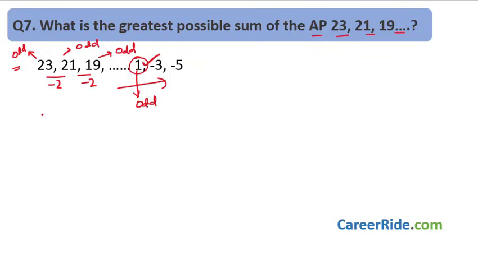So basically my question is I'm trying to find the sum of a series whose first term is 23 and whose last term is 1. This is what my question is boiling down to.